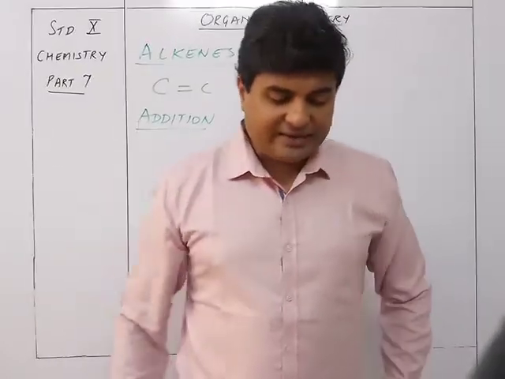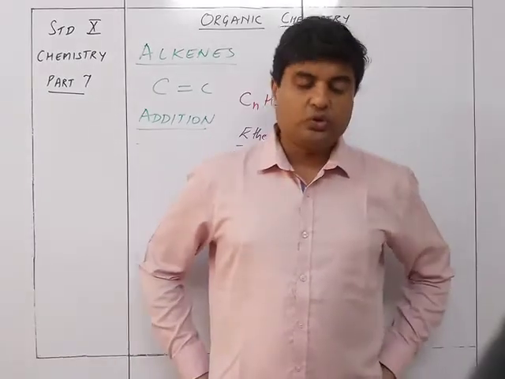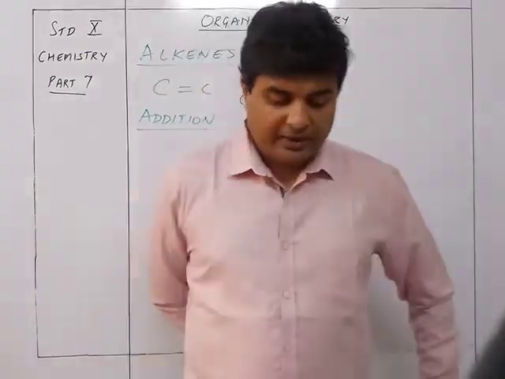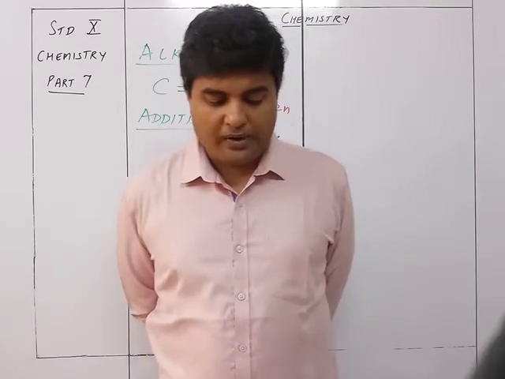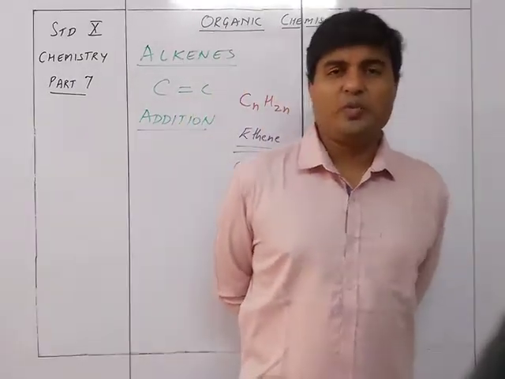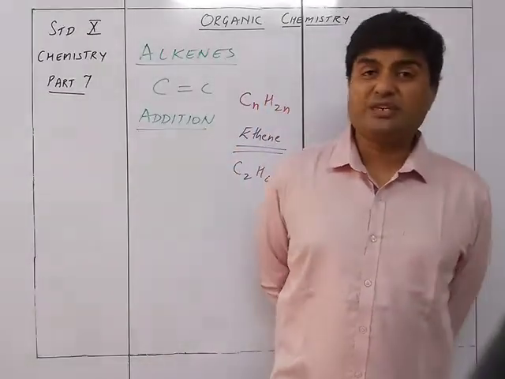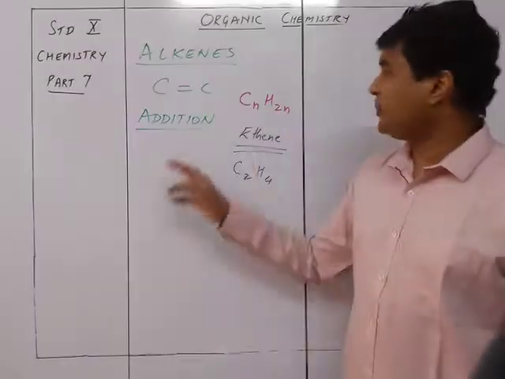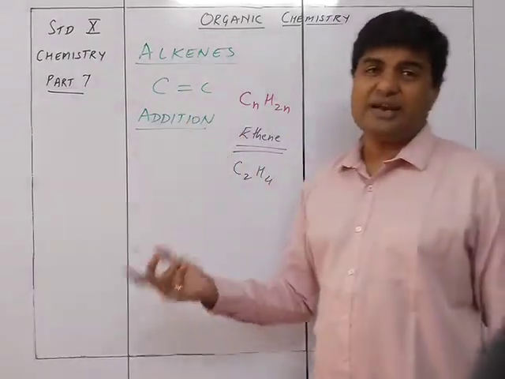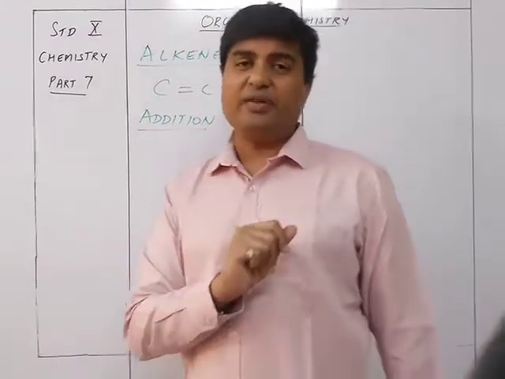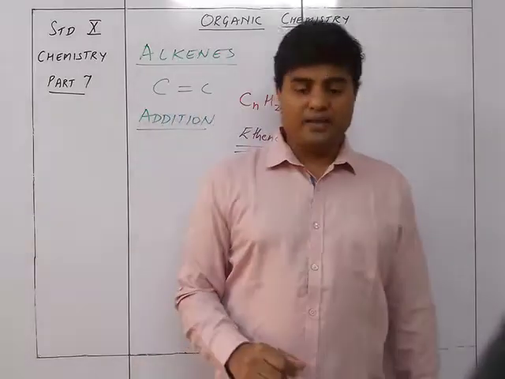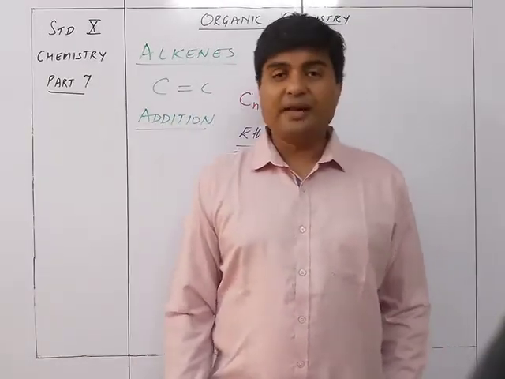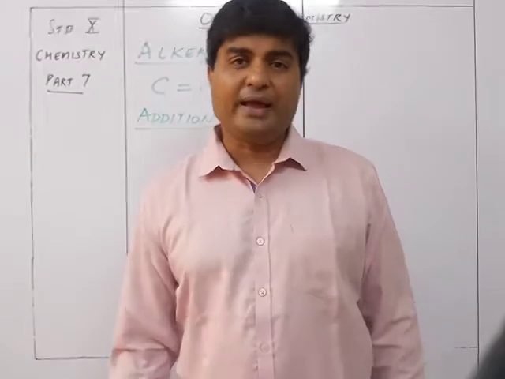Reactivity of alkenes. Alkenes are more reactive than alkanes due to the presence of the carbon-carbon double bond, also called the olefinic bond. It is very easy to break this double bond, and that's the reason they are very reactive in nature. That's why their reactivity is much more than that of an alkane.